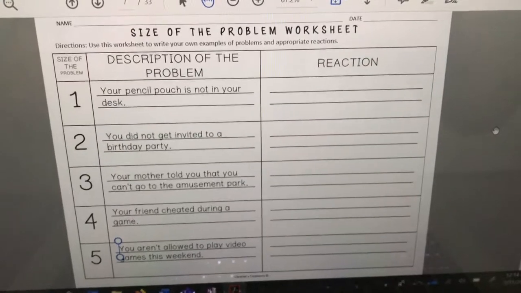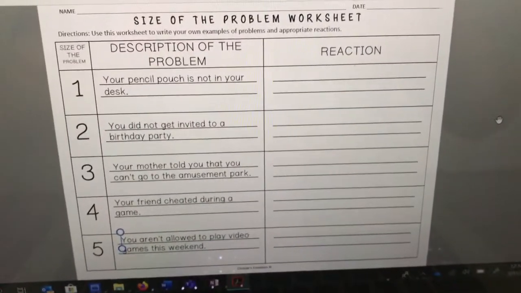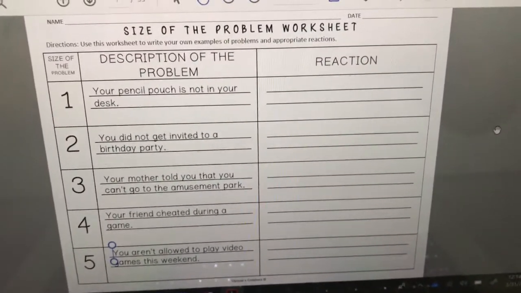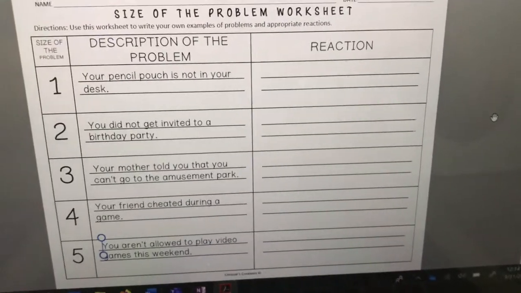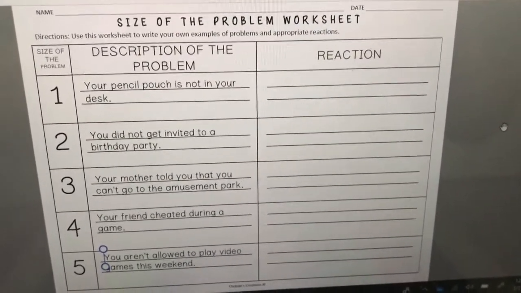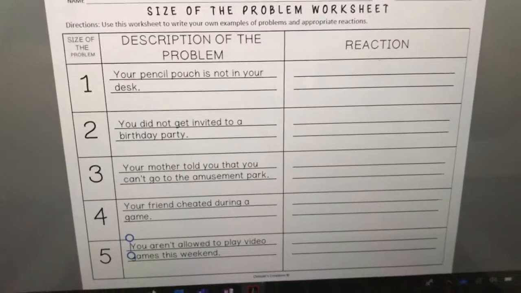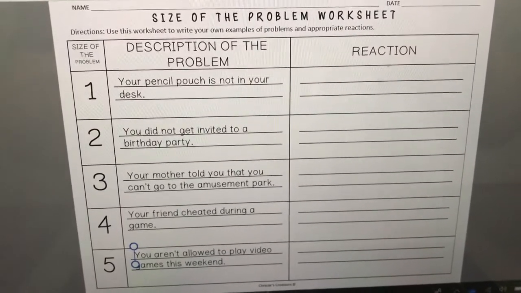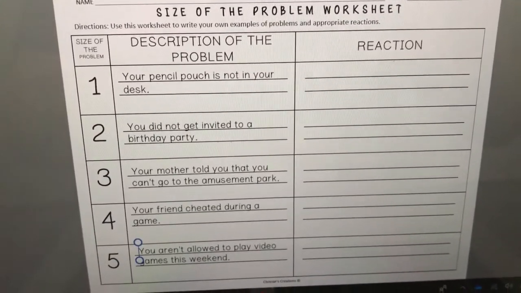I would be frustrated. I am frustrated that we can't go out to places like parks. But I also know that my parents are doing what's best for me right now. So I'm going to say, all right, maybe next time. That is a level 3 medium problem.